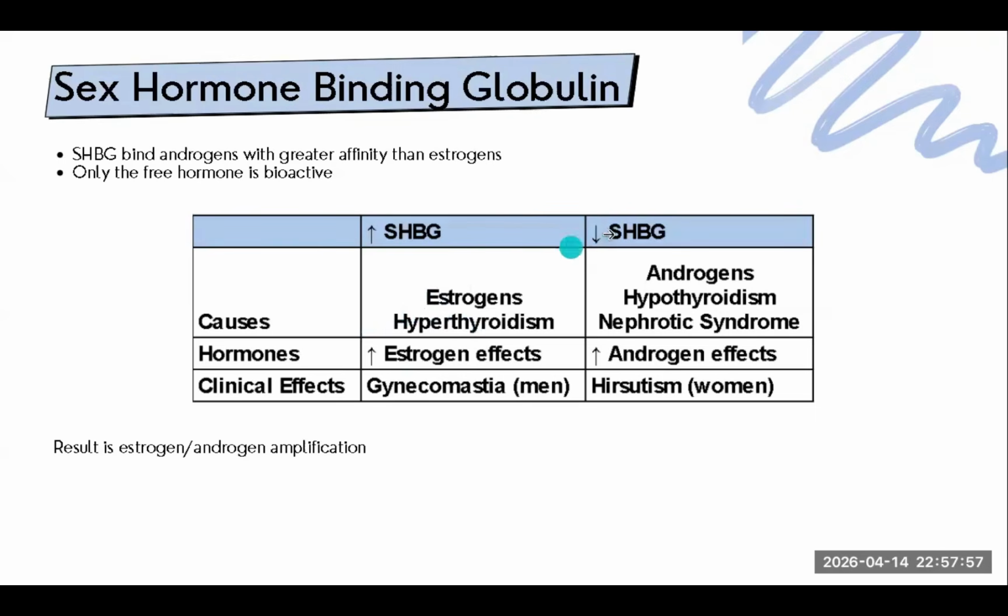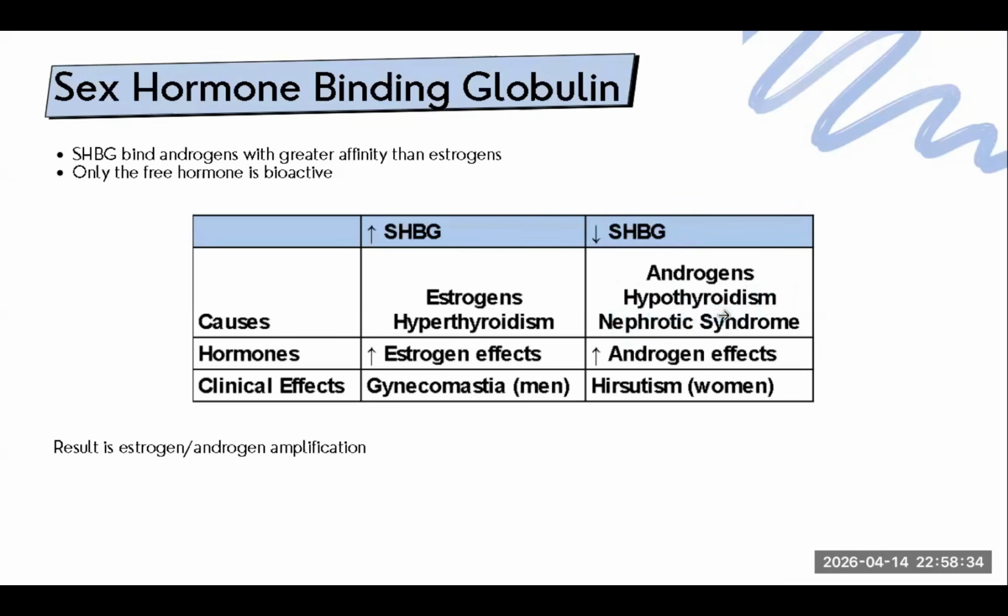Now let's talk about decreased sex hormone binding globulin. When we have decreased levels of sex hormone binding globulin, this would mean we have less androgens bound to the sex hormone binding globulin, and we would have an androgenic effect. And this would show as hirsutism in women. Okay? And some of the causes are increased androgens, of course, increased androgen effect, hypothyroidism, and nephrotic syndrome.